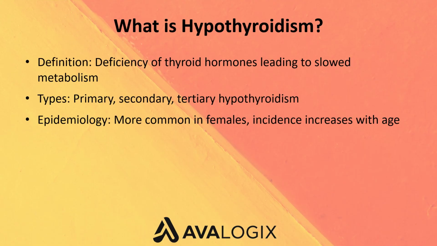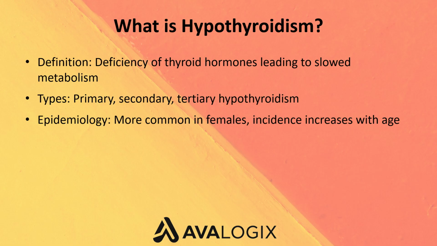Hypothyroidism is defined as a state of deficient thyroid hormone production or action leading to impaired metabolism and systemic effects. It can be categorized into primary hypothyroidism, where the thyroid gland itself is diseased, secondary hypothyroidism, due to pituitary gland failure resulting in low or absent TSH secretion, and tertiary hypothyroidism, caused by hypothalamic dysfunction leading to insufficient TRH release. Primary hypothyroidism accounts for the majority of cases.